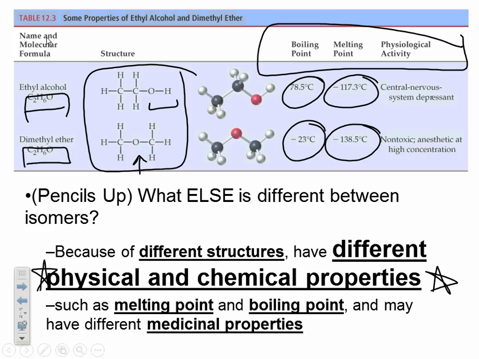Which means that different isomers are going to have different melting points, different boiling points, and different effects on the body. That's what physiological effects mean. Different chemical reactivities. One of these is an alcohol. Alcohols react in predictable ways that are very different to the ways that ethers react, which is the other type of compound. So different bonding leads to different properties, both physical and chemical. They have different structures, so they will react differently from one another. The only thing they have in common is the number and type of each atom. 2 carbons, 6 hydrogens, 1 oxygen. Their bonding is different though, which means that all their properties are going to be different.